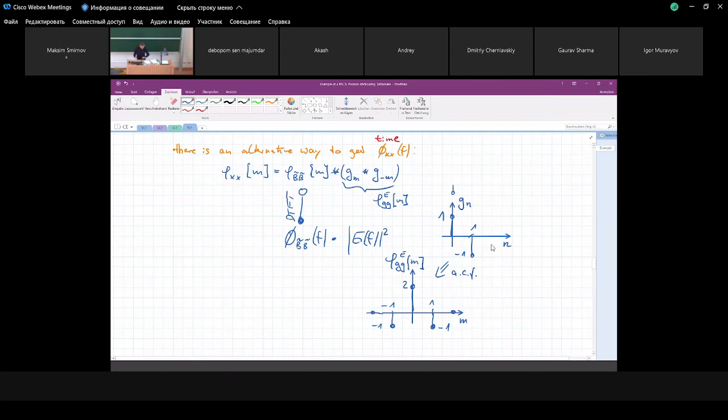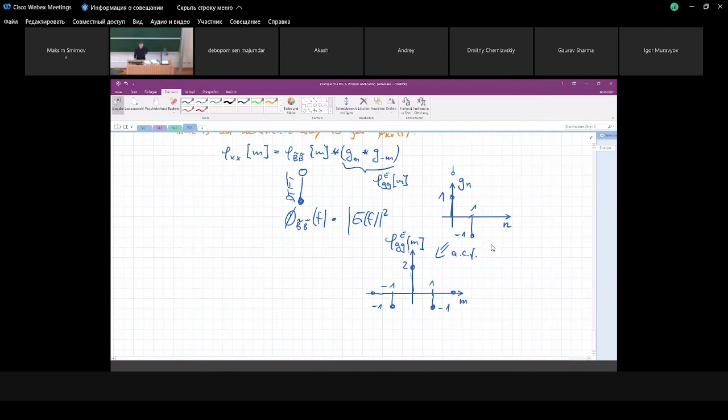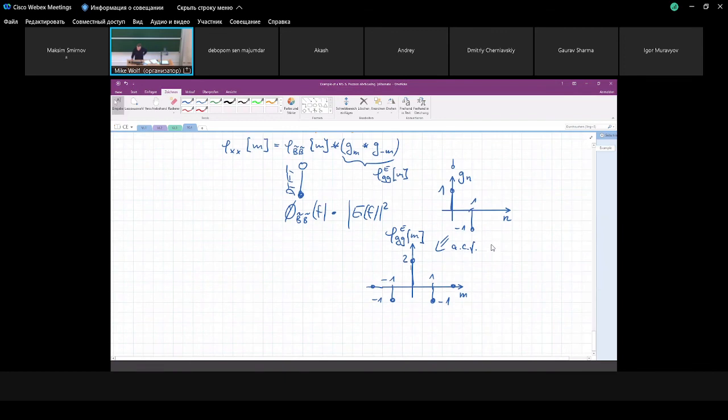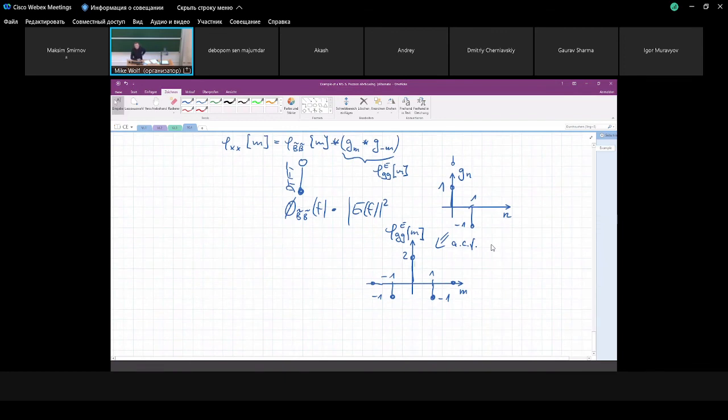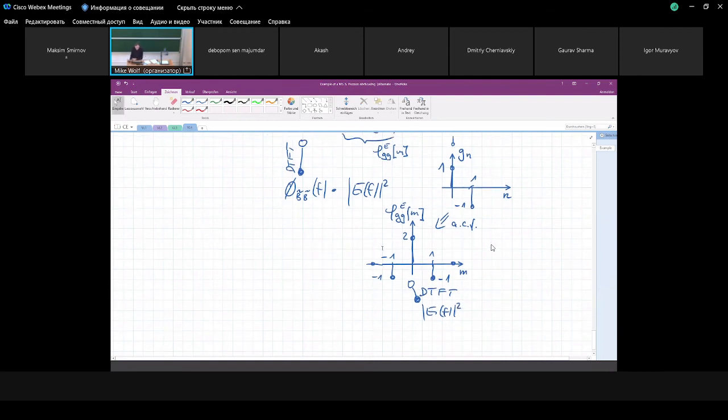Now, just one further step. I am basically interested in the magnitude squared of G of f. This is the Fourier transform in the discrete time domain. Now how can we obtain this? I can use two methods. Either I do the Fourier transform of this, which is probably a very good way. We could do this, because now we have everything.